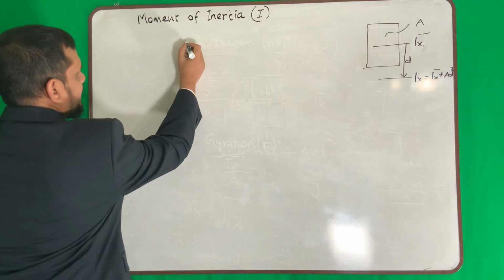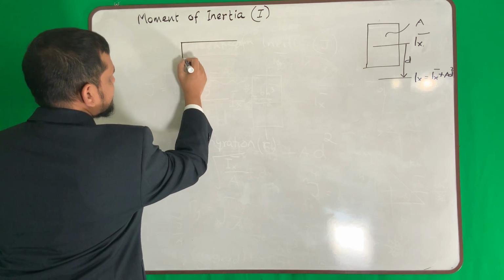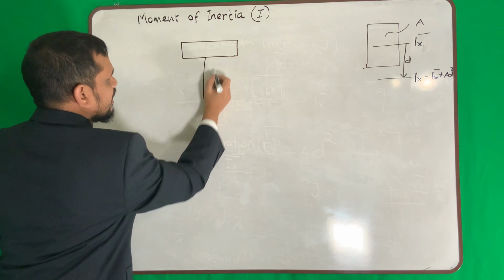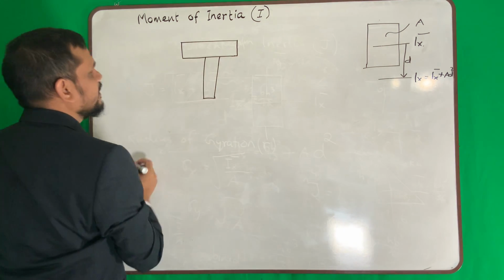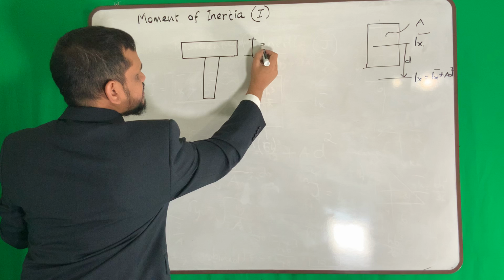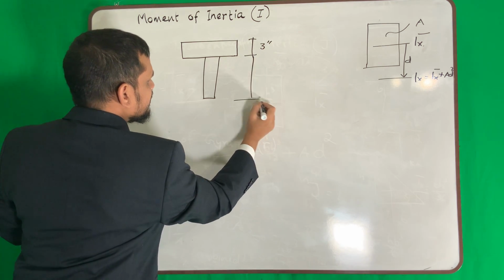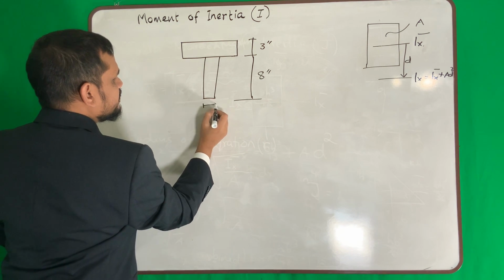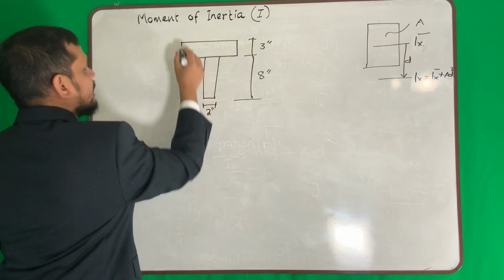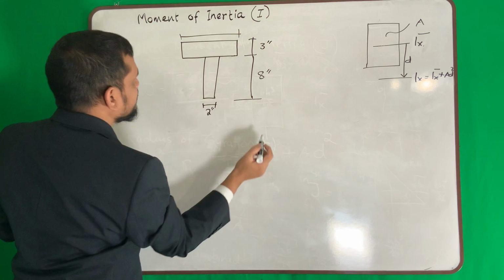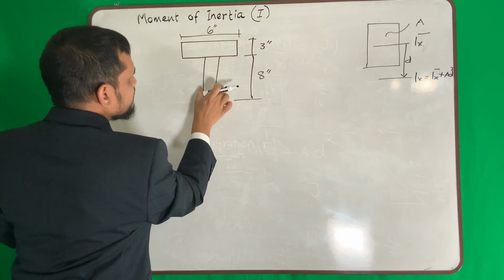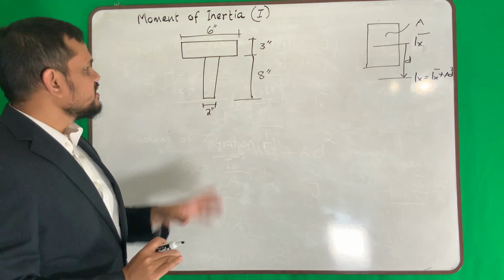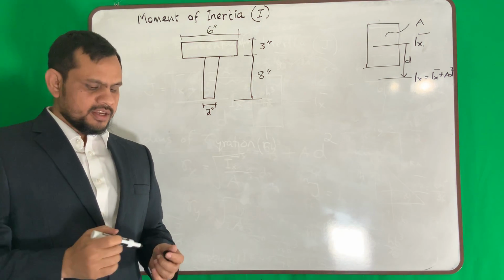Assume the composite section is a T section. So I have one rectangle here, another rectangle here. Assume the dimensions: this is 3 inch, here to here 8 inch, here to here 2 inch, and here to here 6 inch, and this is at the center. So what is the moment of inertia of this composite section?